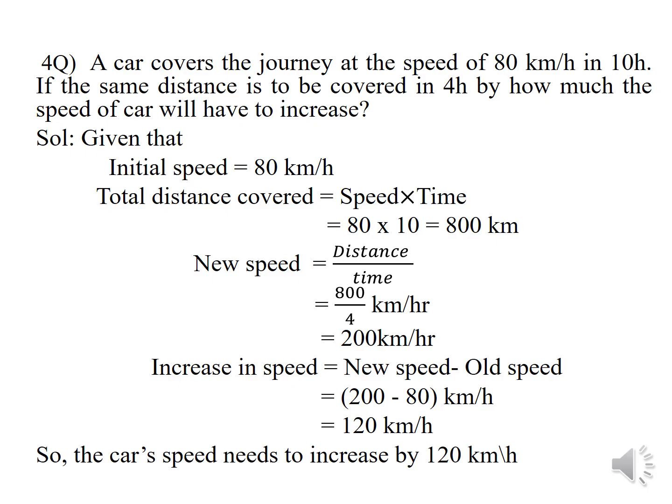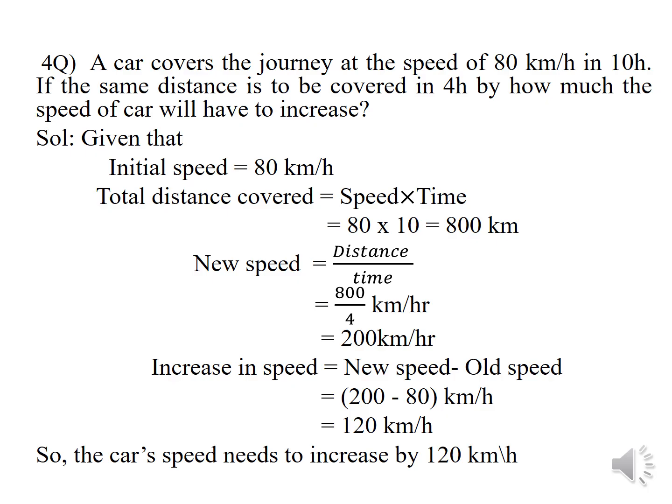Now we need to calculate the new speed. New speed formula is distance by time. Just now we got total distance is 800, just substitute 800 by, and in the question itself they mentioned time is 4 hours, so 800 by 4 kilometers per hour. After cancellation in 4th table we got new speed is equal to 200 kilometers per hour.